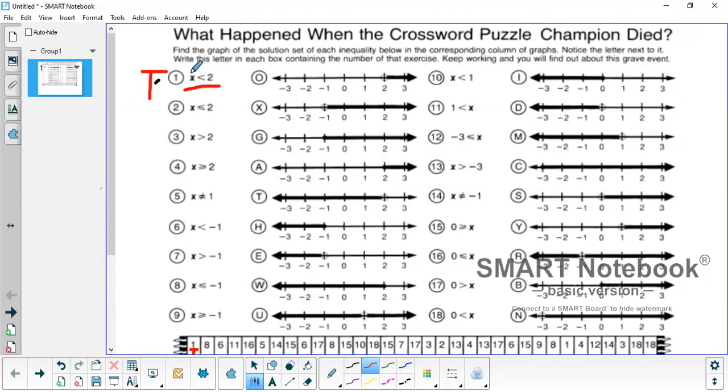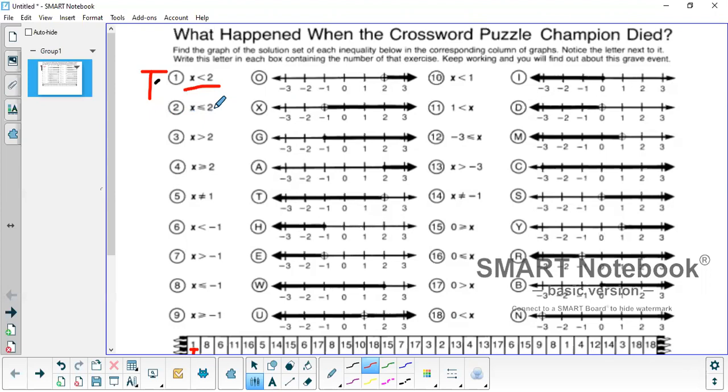Okay, so you're done with number 1, right? Now let's do number 2. I'm going to help you with some of the items, maybe 1 to 4 for this side, and then for this one, 14 to 18 maybe. Let's go to number 2. Where should the point be? At 2. So is it closed or open? Closed. It should be closed.